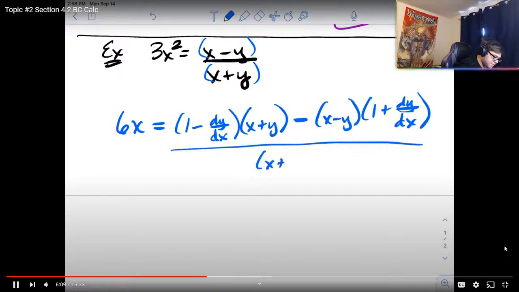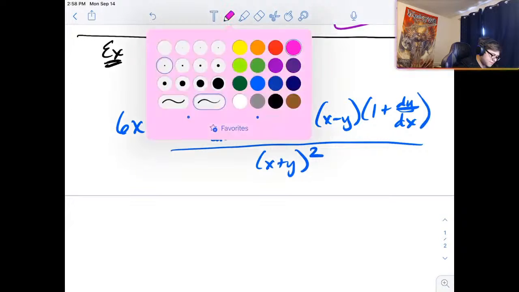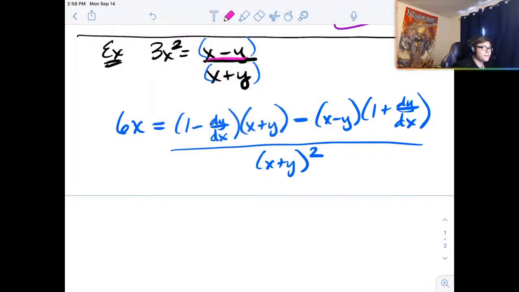All over the bottom function squared. So it'll be x. Now, as we were taking the derivative of the top right here, let's take a closer look at that.